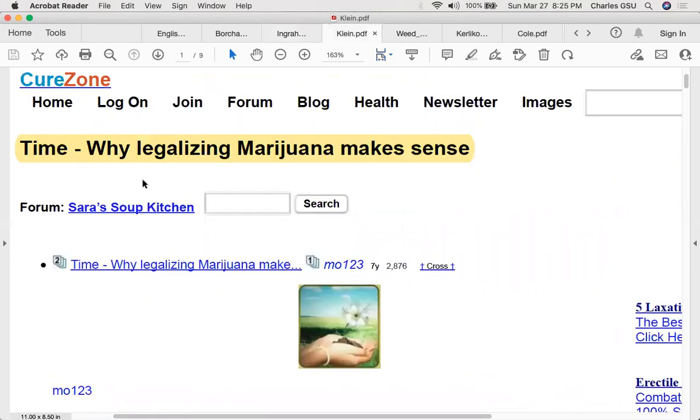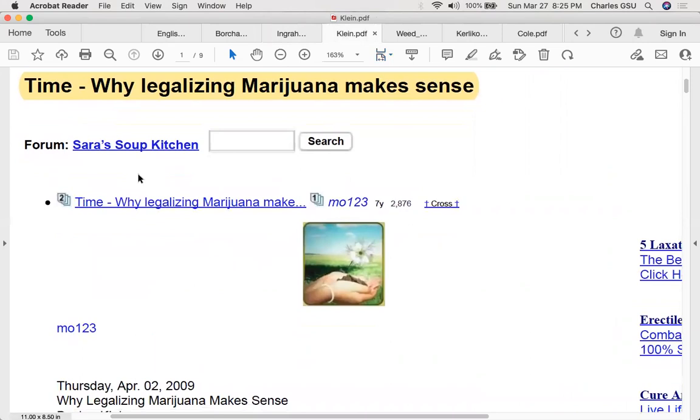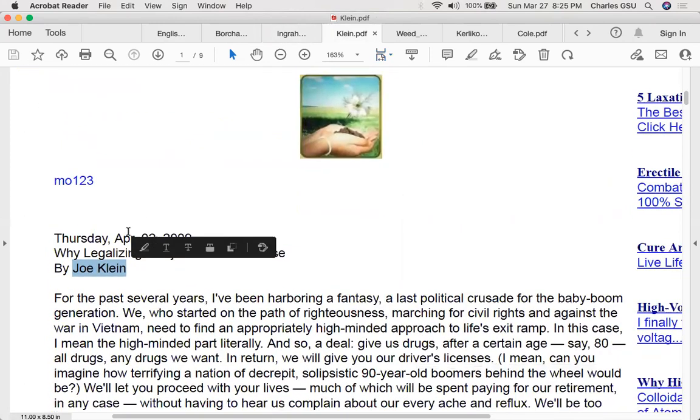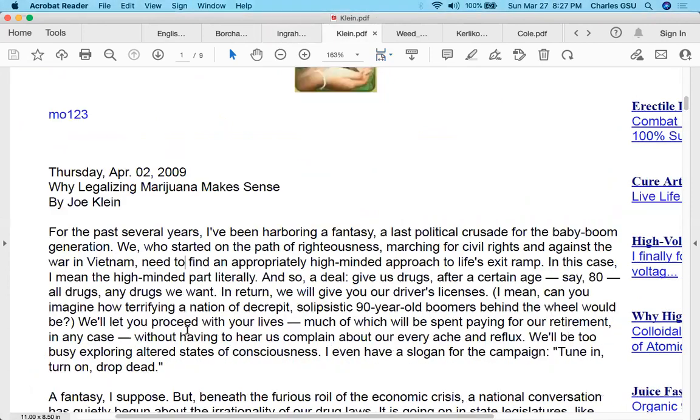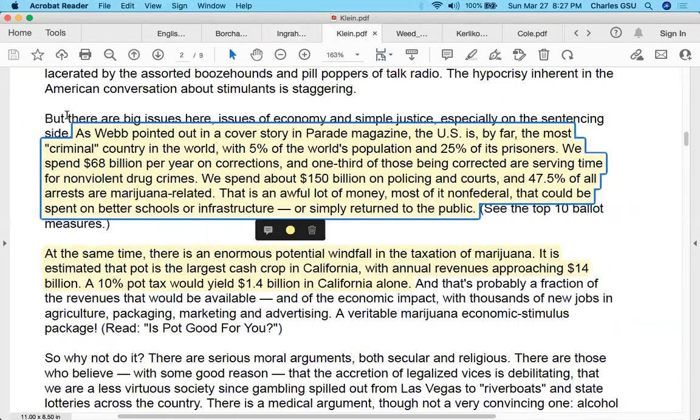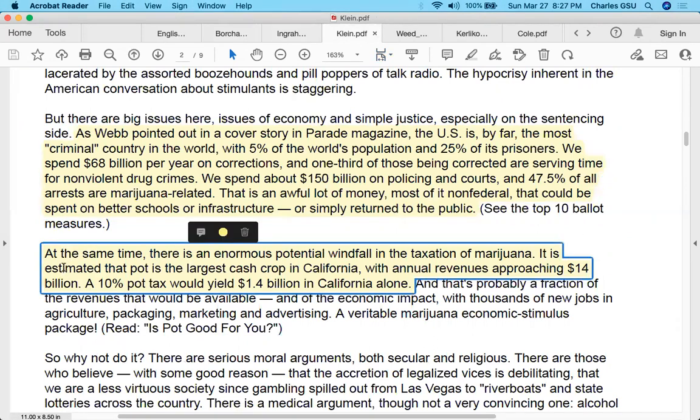There's this Time piece a while back by Joe Klein here. And this is as far back as 2009 when it was not yet legal. And he was putting forth the argument even back then that it would generate lots of money, right? Like here. At the same time, there's an enormous potential windfall in the taxation of marijuana. It is estimated that pot is the largest cash crop in California, with annual revenues approaching $14 billion. And that's an estimate, right?